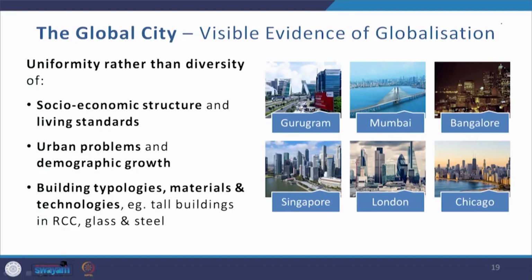Socio-cultural uniformity rather than diversity, vis-a-vis socio-economic structures and living standards, urban problems and demographic growth, building typologies, building materials, building technologies, for example tall buildings in concrete, glass and steel all over the world. Now the impact of globalization on modern Indian architecture is pretty much the same.